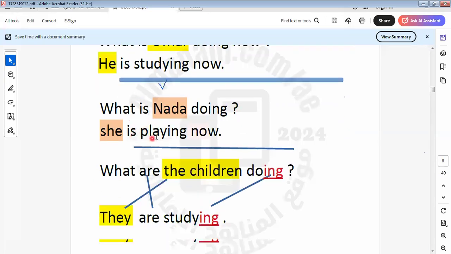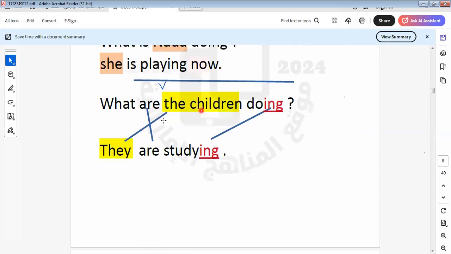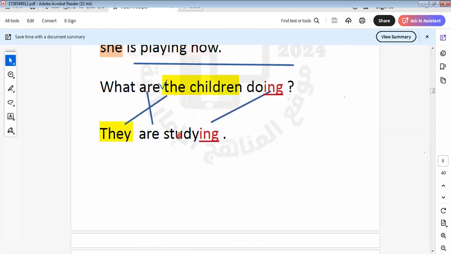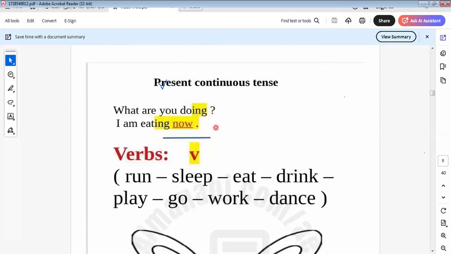Here we say, what is Nada doing? She's playing now. What are the children doing? They are studying. So here they have the present continuous tense. Let's learn some of this tense and know more about this tense.